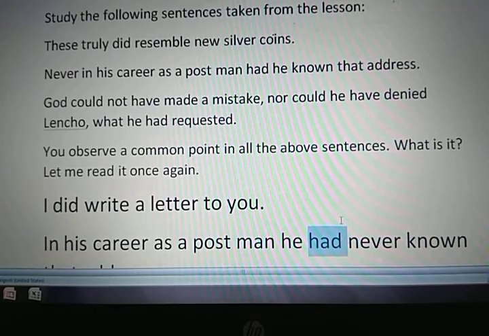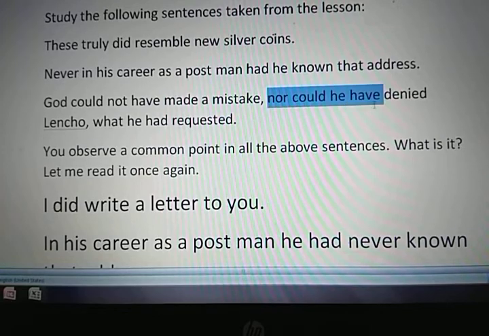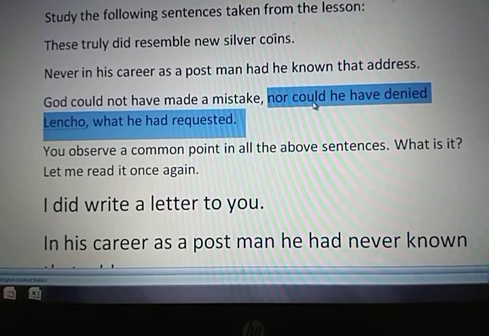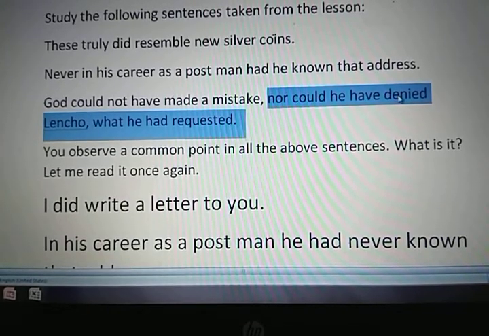God could not have made a mistake, nor could he have denied Lancho. Nor could he have denied Lancho. So here also, actually it should be he could not have denied.